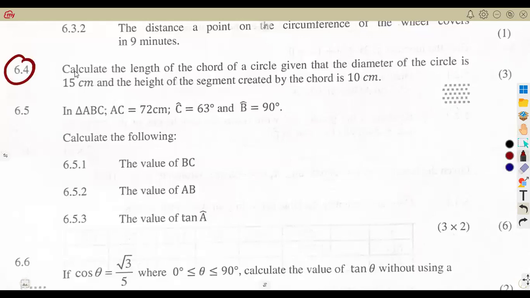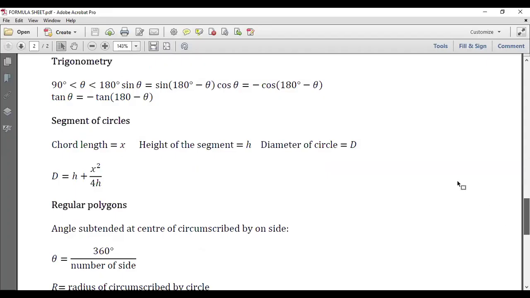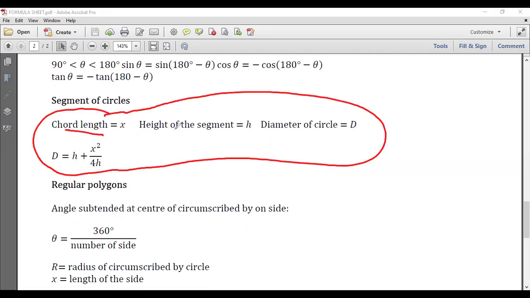All right. 6.4, you are given to calculate the length of the chord of a circle. The length of the chord, we are back to this part of our formula sheet here, where it is explaining about the segments of circles. Here, if you do not know your information, this is where you take it. The chord length is x, the height of the segment h, the diameter d. Then this is the formula that you can use to calculate the diameter, to calculate whatever that you want. You can make it the subject from there.